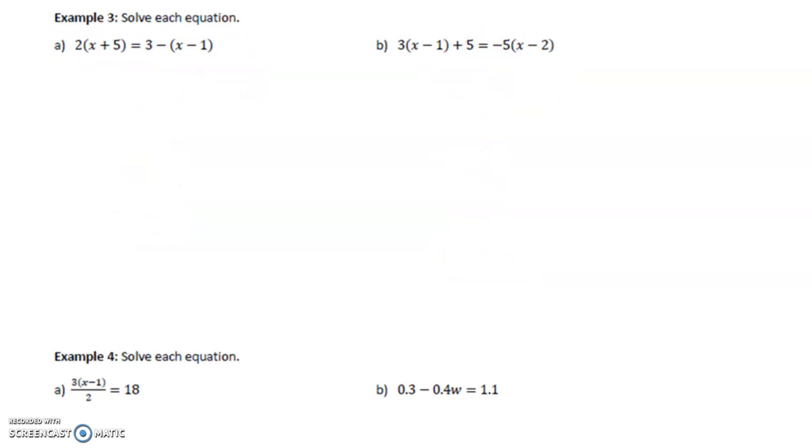Okay, example 3, solve each equation. Okay, so this time I see that I have 2 times the quantity x plus 5, so I'm thinking immediately distributive property, equals 3, and then this is a negative 1, so again I'm thinking distributive property into that bracket. So 2 times x is 2x, 2 times 5 is 10, equals, bring down the 3, negative 1 times x is minus x, and negative 1 times negative 1 is plus 1.